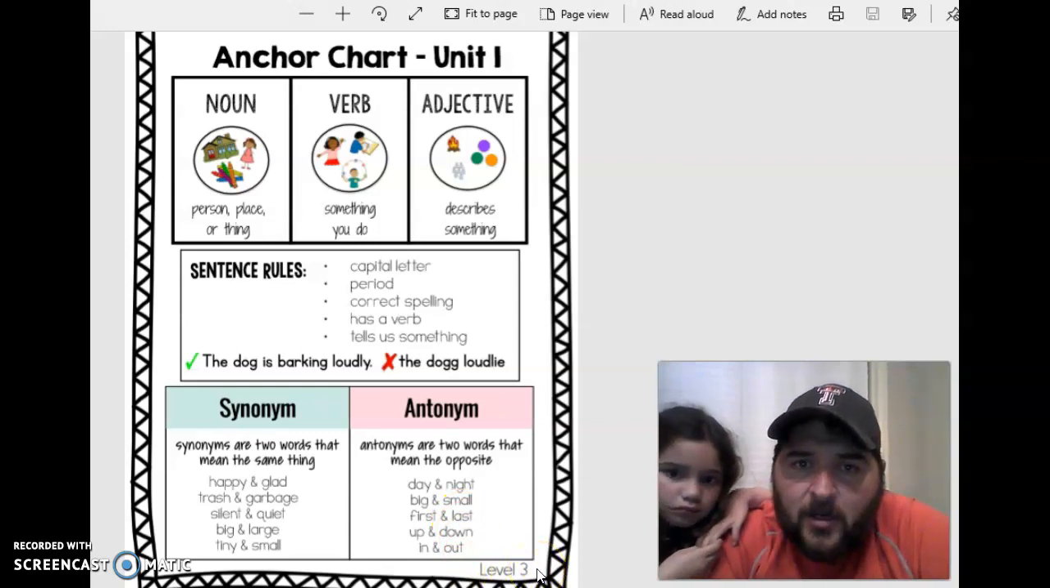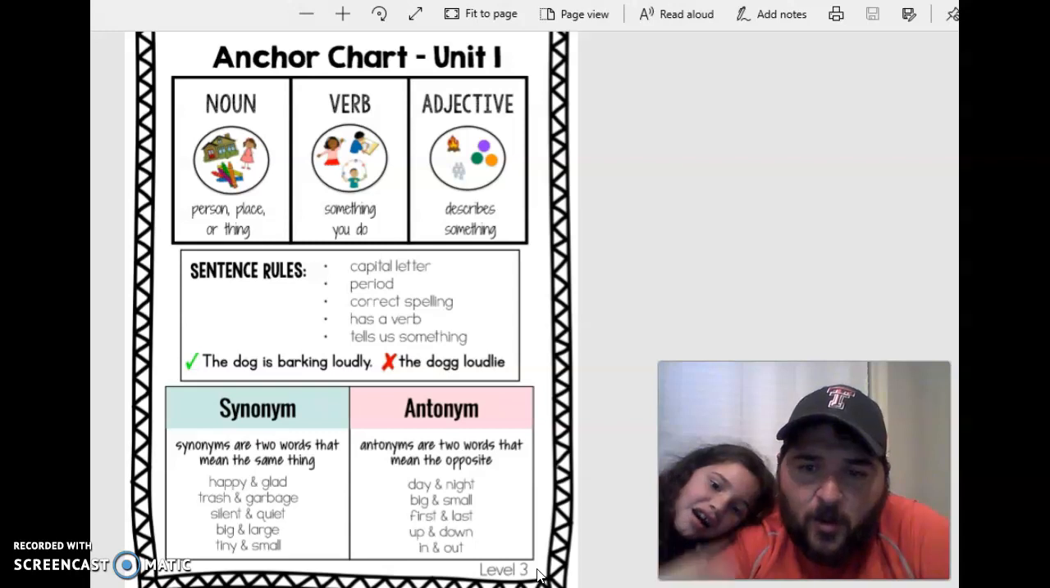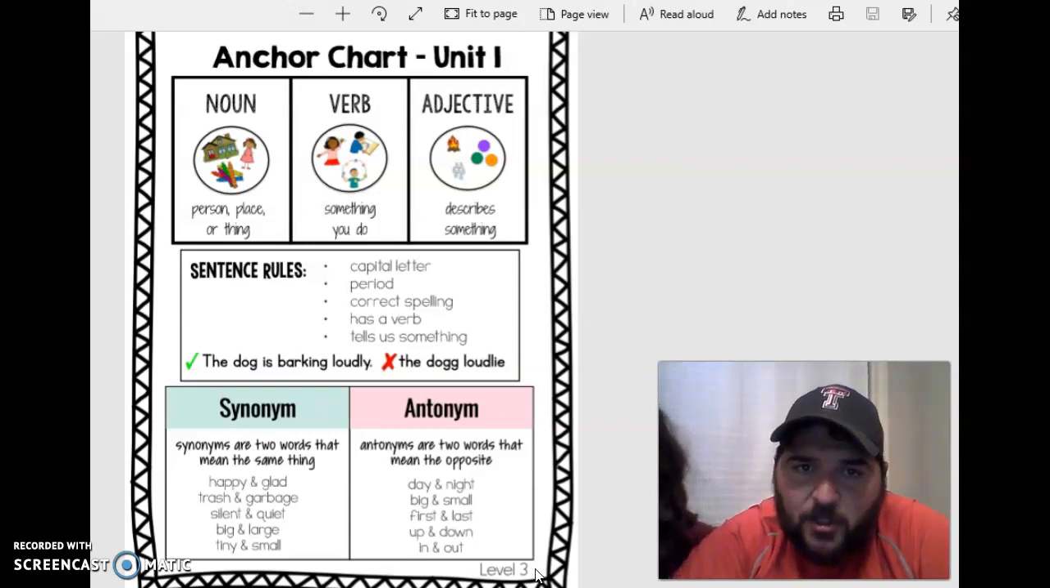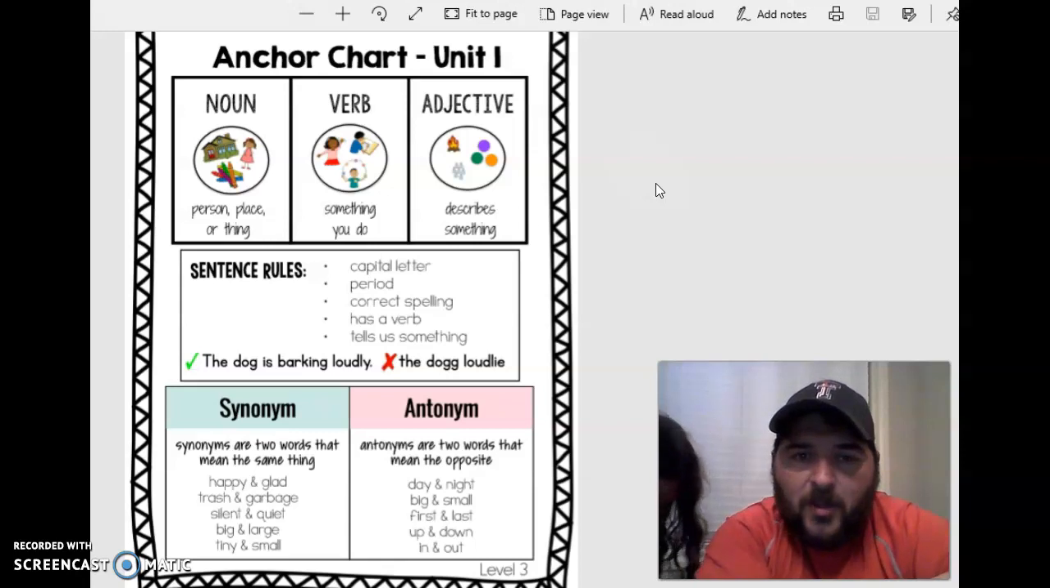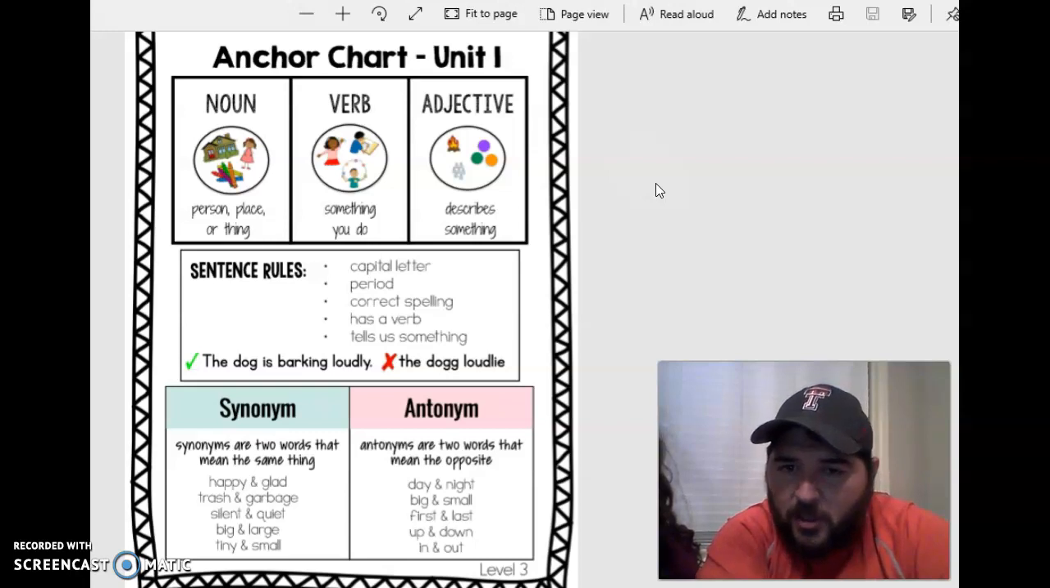For the ELAR, this is the anchor chart that you will be using. It is a little bit different from level 1 and level 2, but make sure that your anchor chart looks like this. Parents, this is a review for your students and should be fairly simple for them. Most of this will be review, so we want to keep things fairly simple, especially early on in this new journey of education.